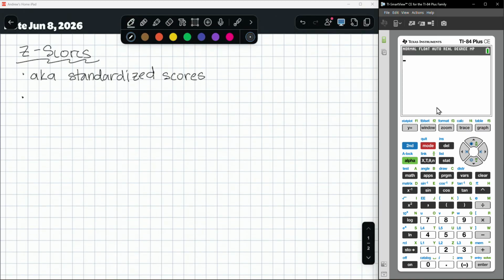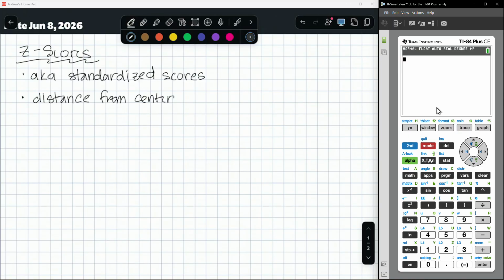So z-scores are measuring the distance from the center of the distribution. And we're going to talk more about how we measure where the center is in a future video.